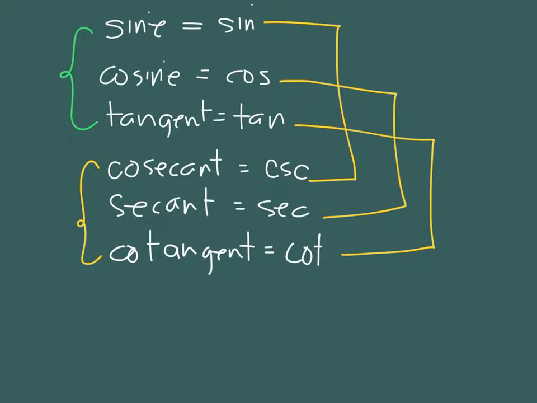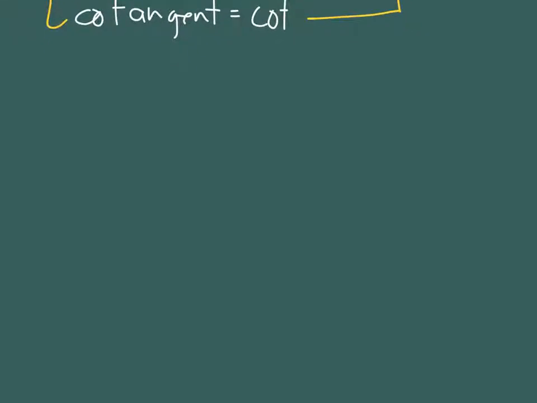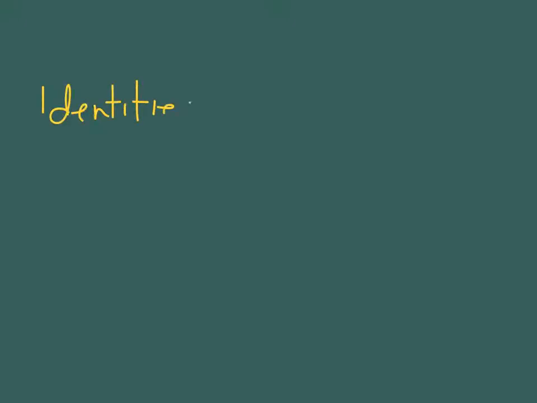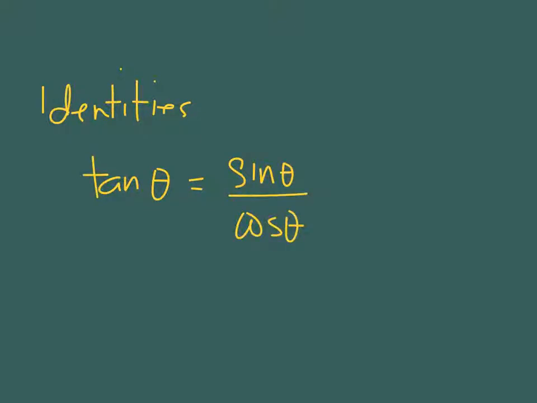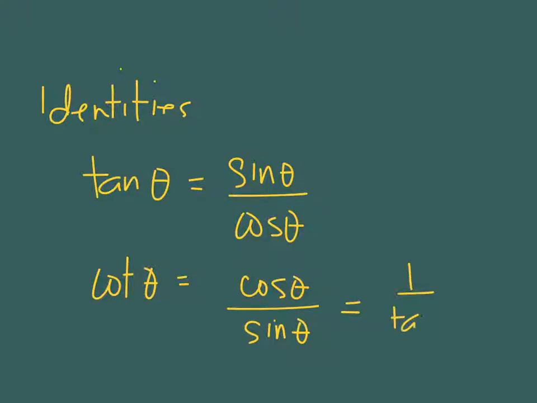A quick review of some identities because you might need them in the more advanced expressions. Tangent in terms of sine and cosine, so tangent theta is equal to sine theta over cosine theta. So that means cotangent theta is equal to cosine theta over sine theta, or in other words, it is the reciprocal of tangent.